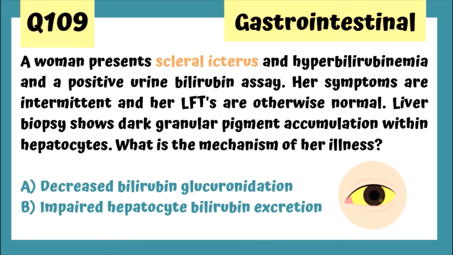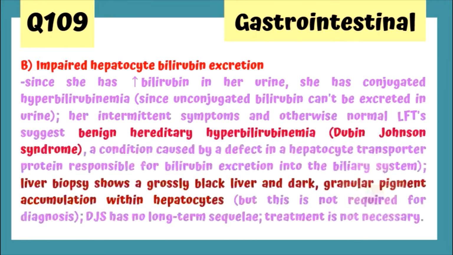So if you see dark granular pigment accumulation in the hepatocytes, that is pathognomonic for Dubin-Johnson syndrome, and that is impaired hepatocyte bilirubin excretion. She can't get rid of her bilirubin. That's what we have over here. It's a benign hereditary hyperbilirubinemia called Dubin-Johnson syndrome. And again, the liver biopsy shows a grossly black liver and dark granular pigment accumulation in the hepatocytes, but that's not required for diagnosis.